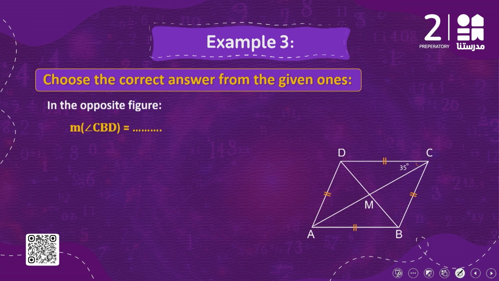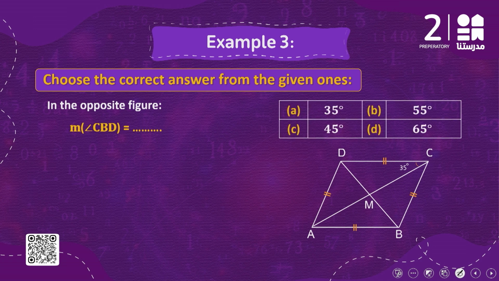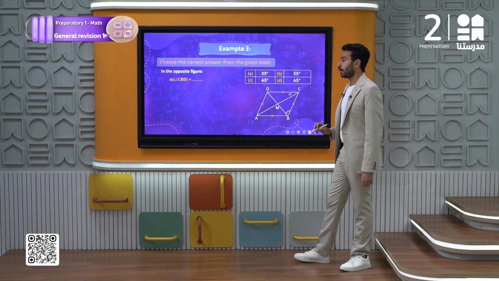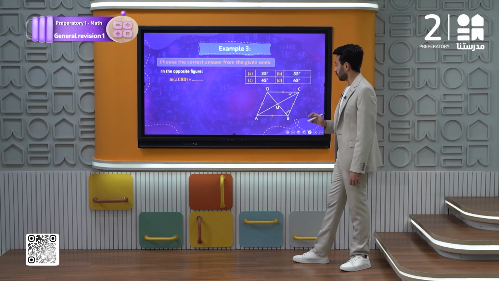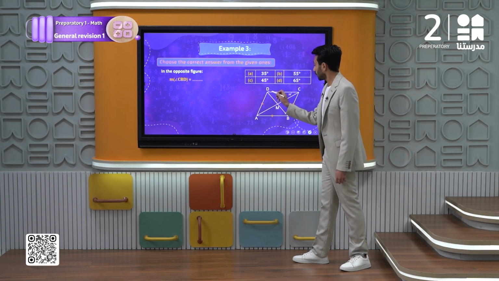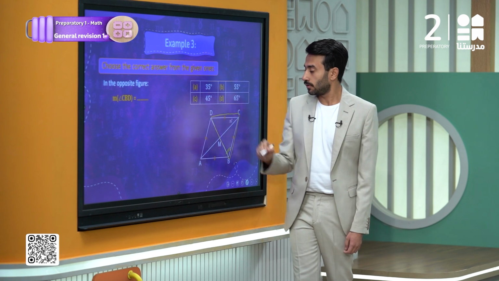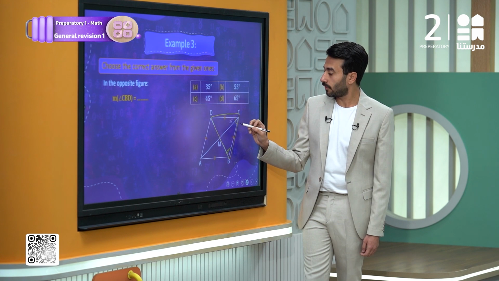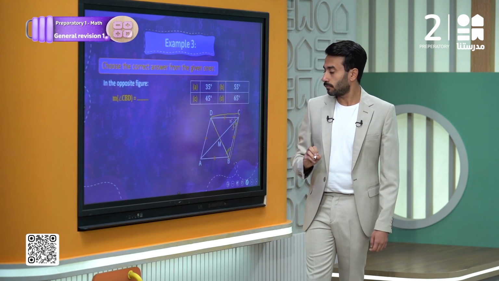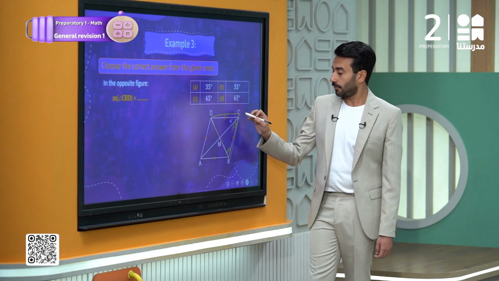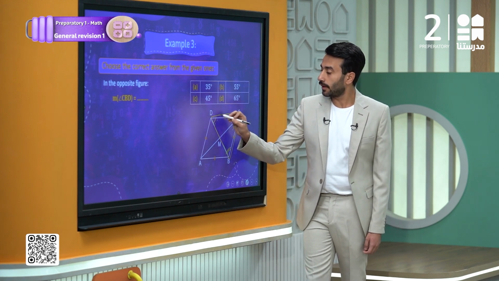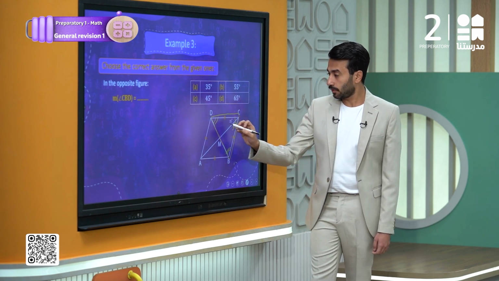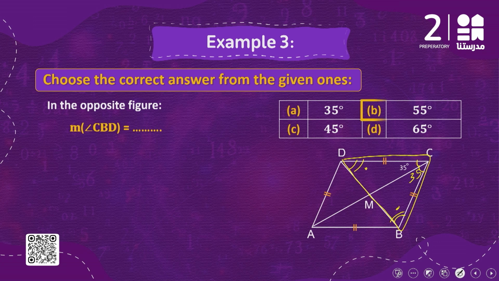In the opposite figure, measure angle CBD is equal. Where is CBD? If you look, this is CBD, this angle. To find this angle, we have many ways. One of the ways, you can take this triangle. So here we have 35. That means here we have also 35. If you add them, it's 70. Now, if this is 70, here we have this angle and this one. 180 minus 70, it will be 110. Then divide by 2 because of these two angles, it will be for sure 55.